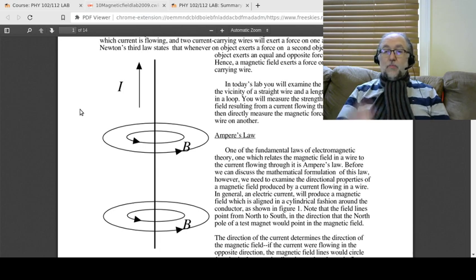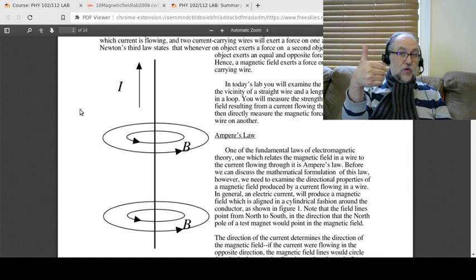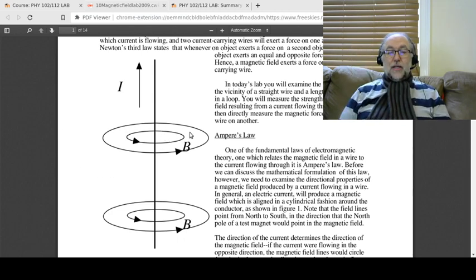You can actually get the direction by taking your right hand. This is a right hand rule over here, and you point your thumb in the direction of the current, and that is the current traveling from positive to negative, and your fingers point in the direction of the magnetic field. So the magnetic field actually circulates around this current like that.